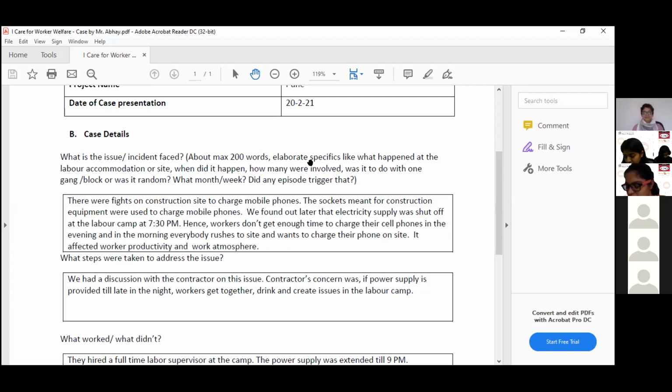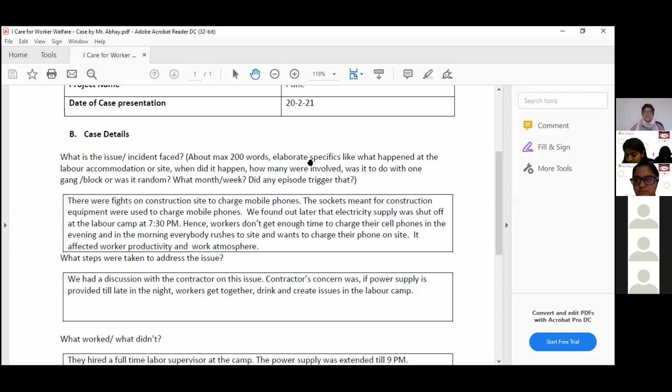Now, what happened was the power was given till 8:30, 9 o'clock in the late evenings, so that all the mobile charging, cooking and other activities were done at an appropriate pace and in a proper manner. Secondly, having this camp superintendent at the camp itself improved the living conditions to some extent. The cleanliness of that camp improved to some extent.